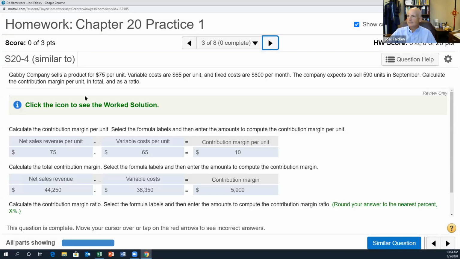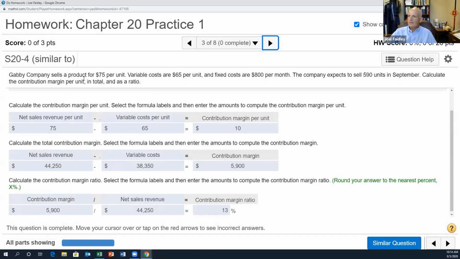All right, number 3. We got a company that sells a product for $75 per unit. Variable costs are $65. Fixed costs are $800. So very clear there, the contribution margin per unit. Expect to sell 590 units. All right, so 590 times $75 should be $44,250 minus $65 per unit times 590 gives me the variable. So there's my contribution margin in total. Again, that's total. That's not per unit.